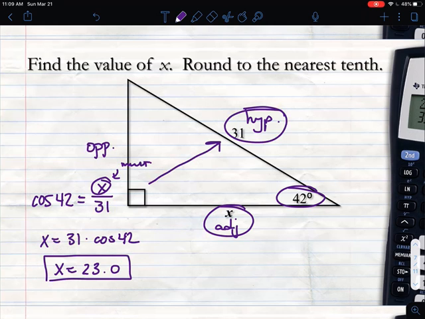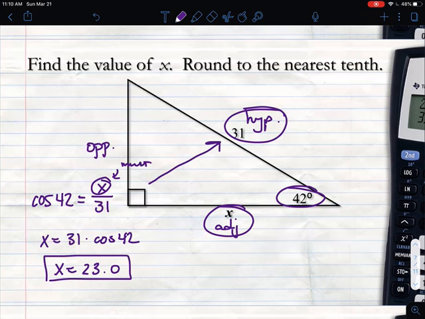Now, as far as checking to make sure this makes sense, if we know what the hypotenuse is, in this case the hypotenuse is 31, that has to be the biggest side in our triangle. So when I go to find a leg, I have better find a number that's less than 31. And so 23 is less than 31, which means I did the right operation. If you were to type in 31 divided by, so let's say you messed up and you tried to divide. So 31 divided by cosine of 42, you're going to get 41.7. Well, 41 doesn't make sense because that's bigger than the hypotenuse, which can't happen. So that's something else you want to kind of keep in mind as far as checking answers.